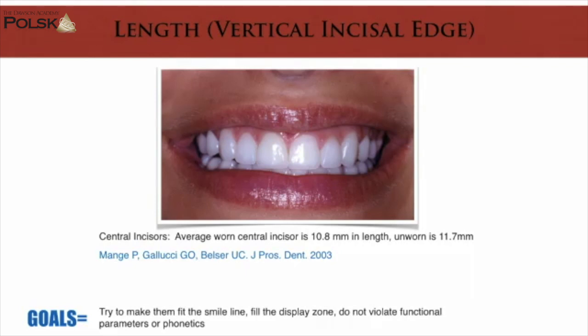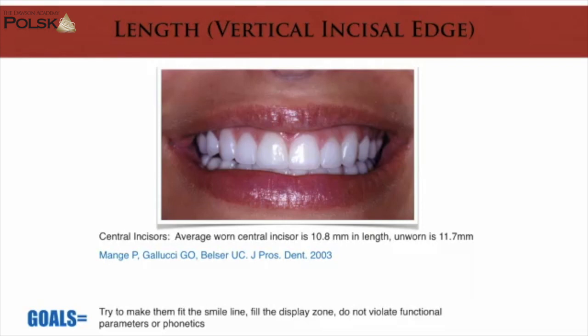So this research article from Pascal, Magne and Gallucci, what they found was that the average worn central incisor is about 10.8 millimeters in length, and the average unworn incisor is 11.7 millimeters.